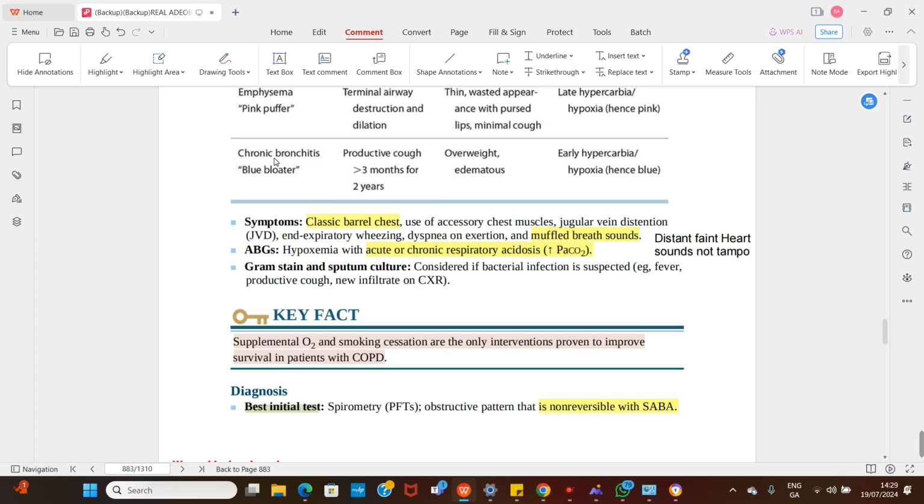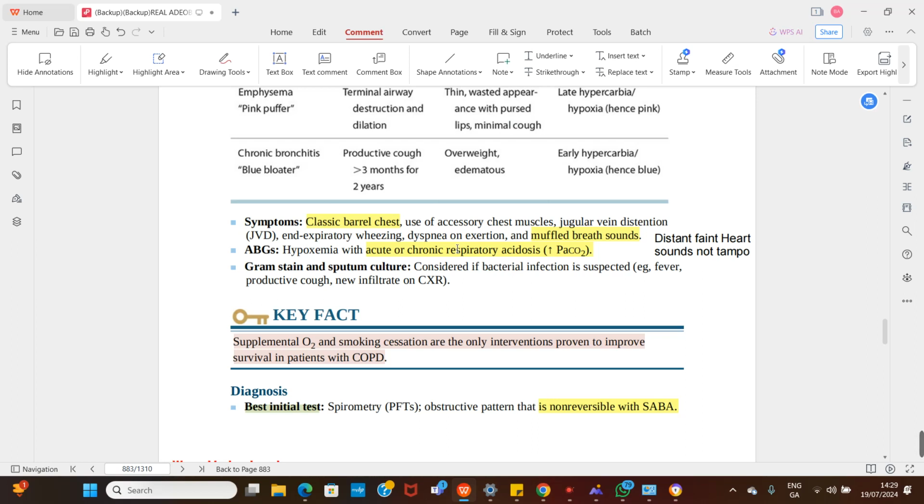The mucus secretion, the smooth muscle hypertrophy, the obstruction and narrowing of the airway, the remodeling of the airway, it becomes narrow, and they experience difficulty getting air out during expiration. So they have this dyspnea on exertion. They cannot walk from here to the gate. They're already tired. Muffled breath sounds are due to the air trapping within the lungs, so you cannot hear the breath sounds well.